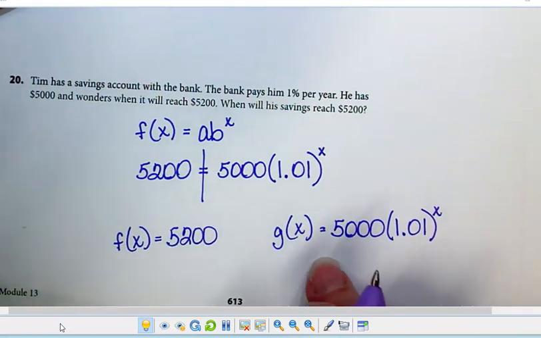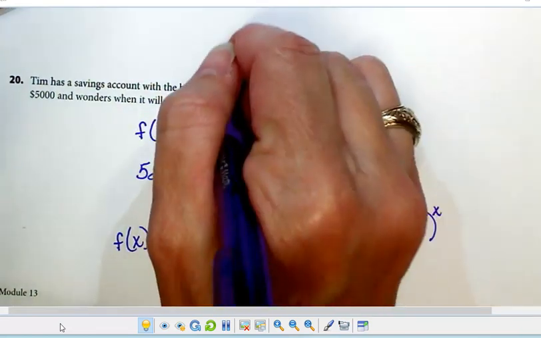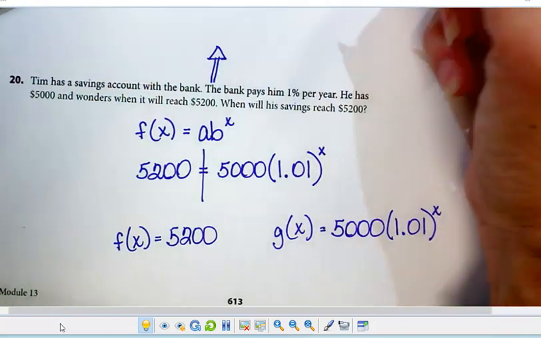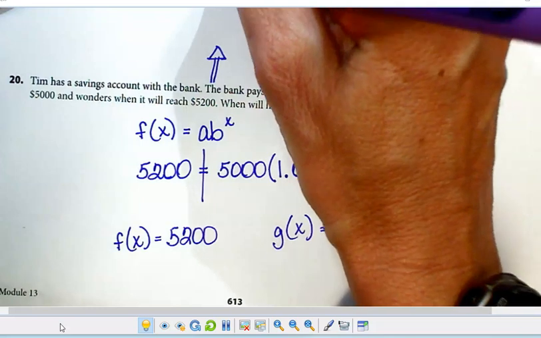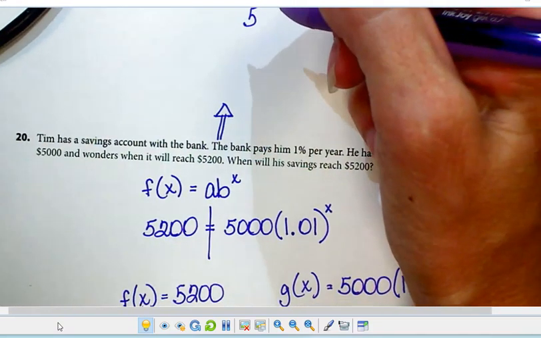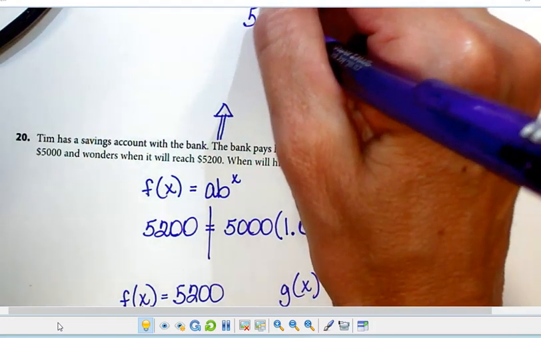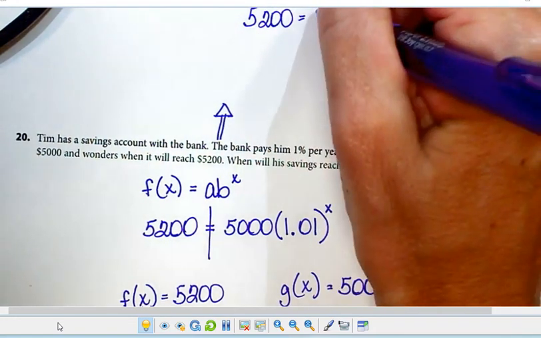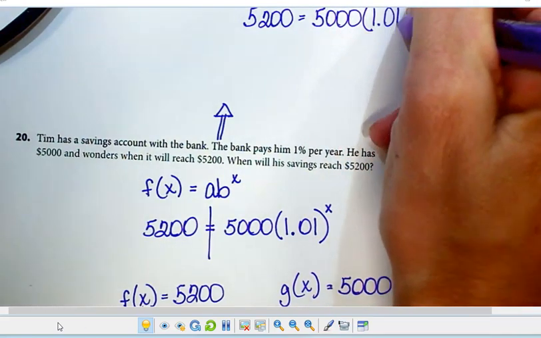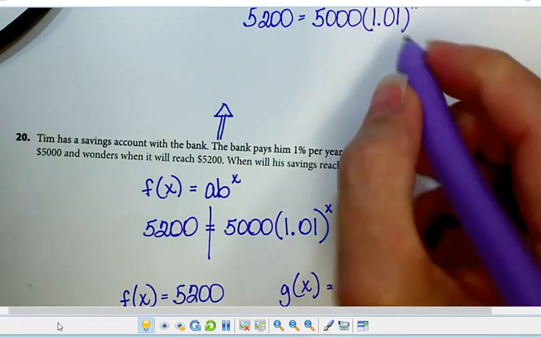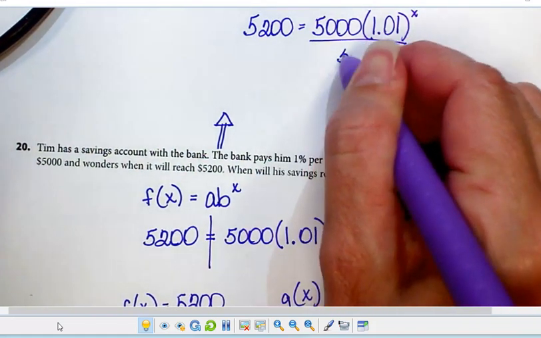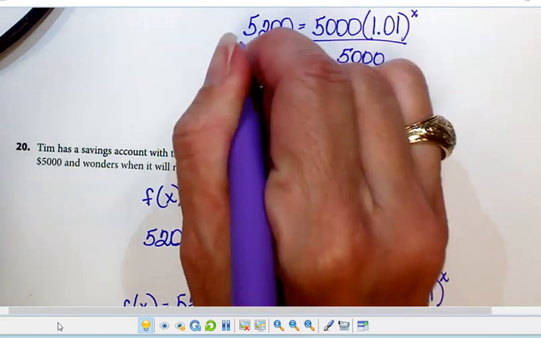So we can do that, or you're going to get the exact same thing, but you could do this if you were thinking, hey, I could simplify, which you can before you do the graphing. You might be thinking, hey, 5,200 equals 5,000 times 1.01 raised to the x power. And maybe some of you are like, oh man, I could divide both sides by 5,000. Yeah, you could.